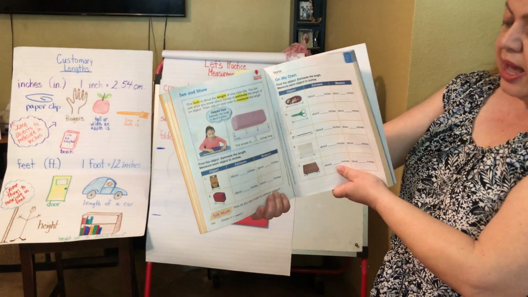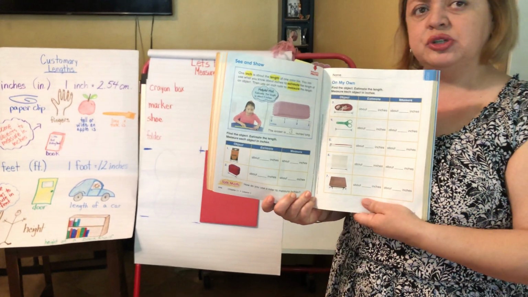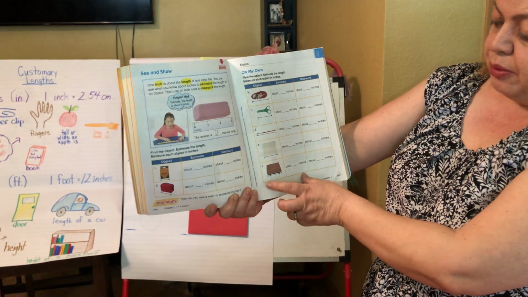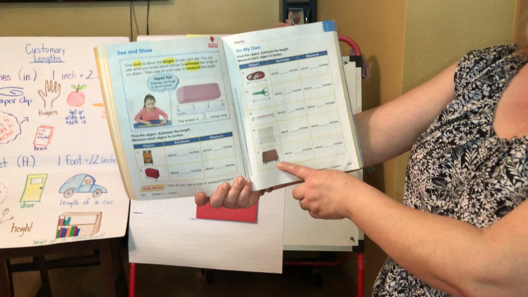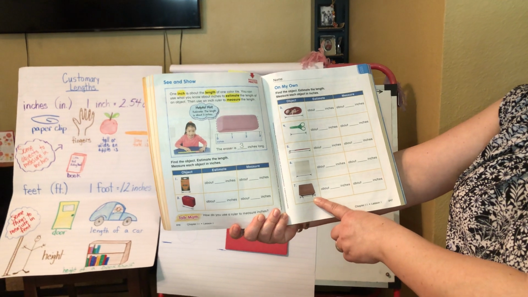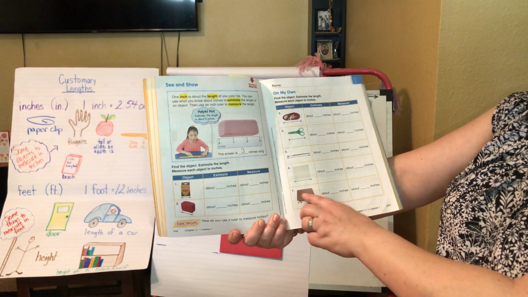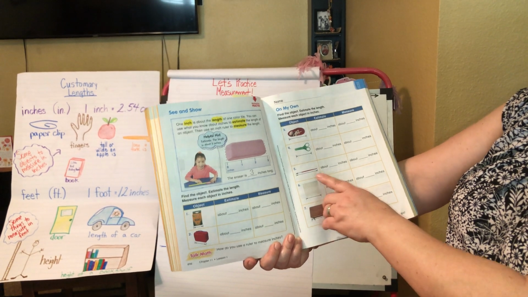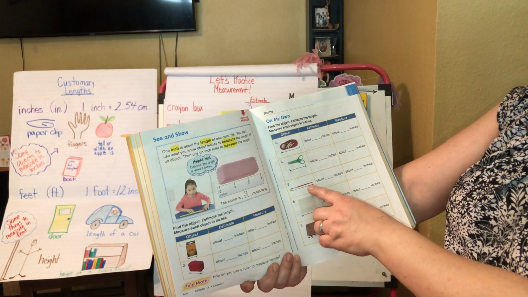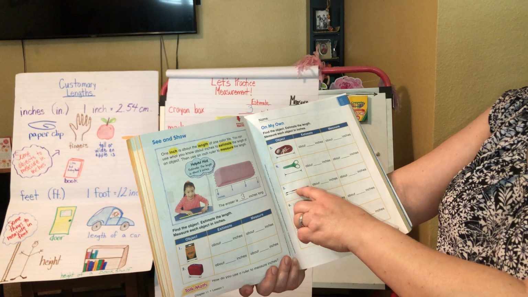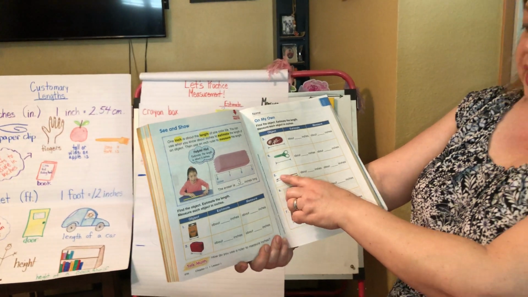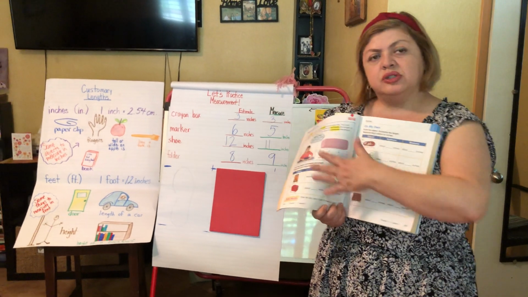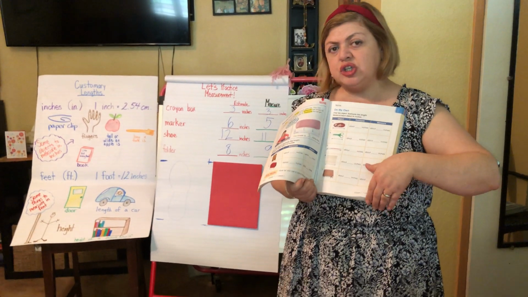Now, one thing I have to say, you might see some objects there that you do not have at home. For example, they want you to measure how many inches long your desk is. You might not have a desk, so you can skip those, but I want you to do the ones that you do have. Okay, if you don't have a paintbrush, maybe you could do a pen. So instead of having a paintbrush here, you could write the word pen and then measure it. Do your best to get this done. Do as much as you can.